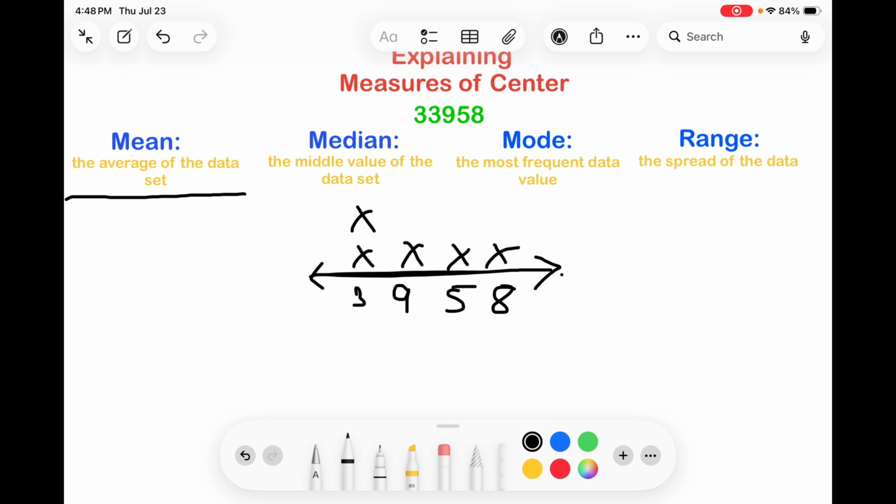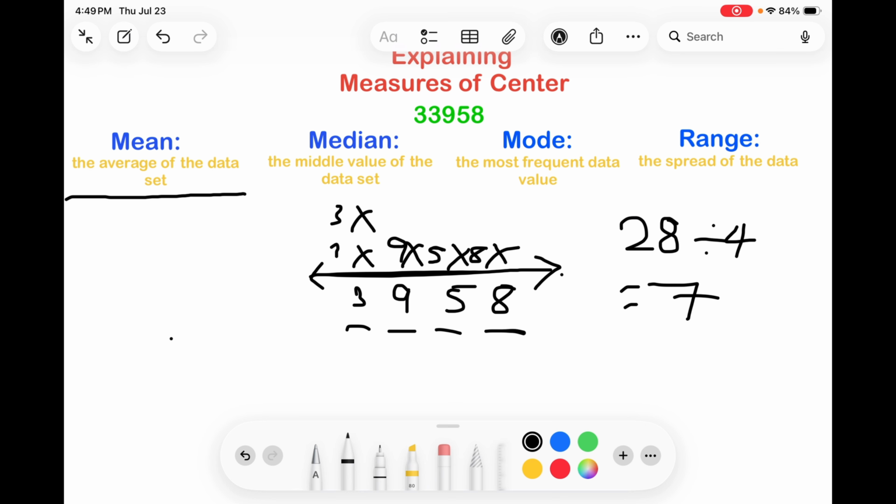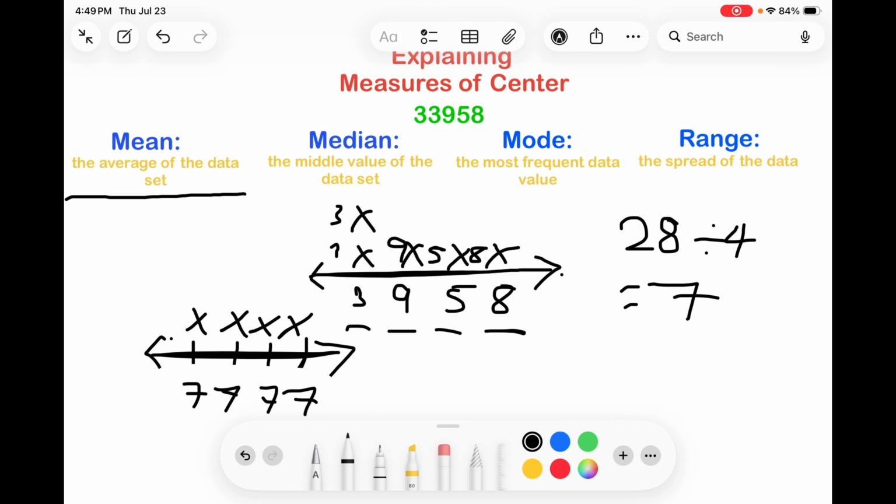9 would have 1 x, 5 would have 1 x, and 8 would have 1 x. If we add all of these up, 3 plus 3 plus 9 plus 5 plus 8, which is 6 plus 9, 15, plus 5, 20, plus 8, 28. That's the sum. If you divide it equally among 4 numbers, that gives us 7. So there would be 7, 7, 7, 7, with 1 x on each because it's divided equally. That's what the average is. Average means if you were to divide it equally, it would be the same exact sum, all in one number, as the previous data set.